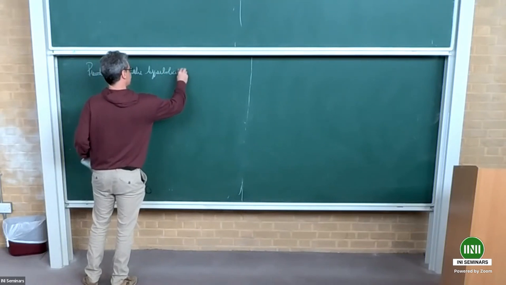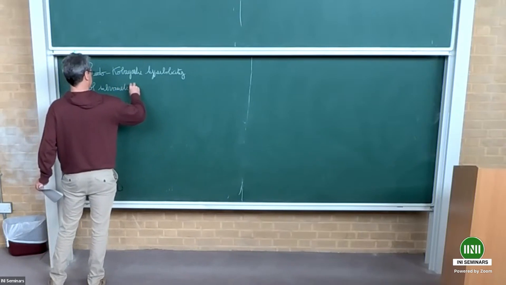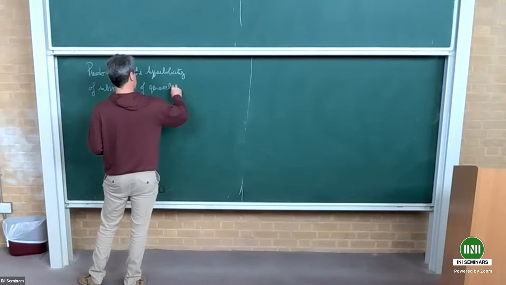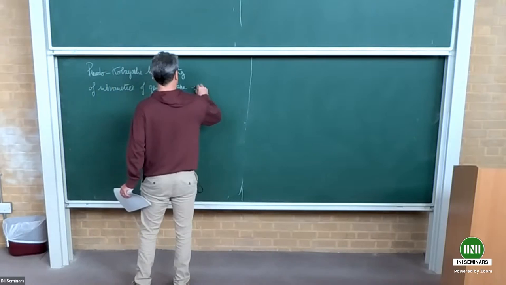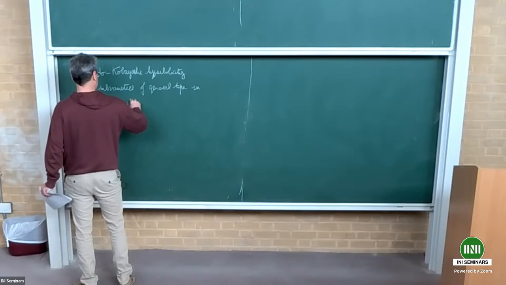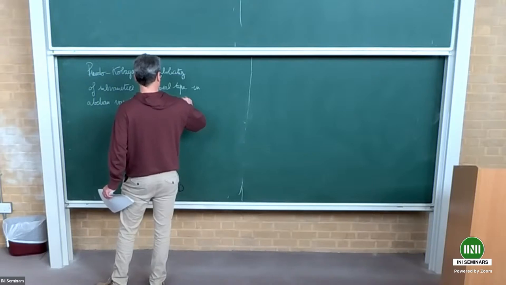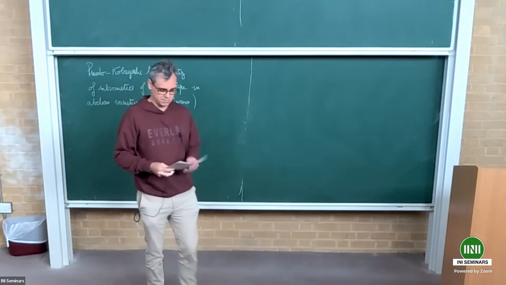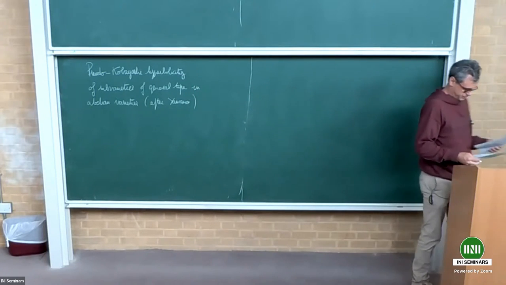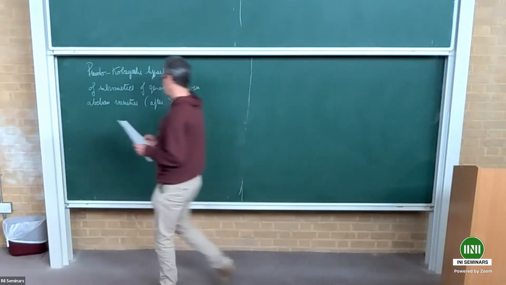Hyperbolicity of subvarieties of general type in abelian variety. So yesterday I explained a bit the story of some of the results and the proof of the Bloch-Ochiai theorem that we've seen.